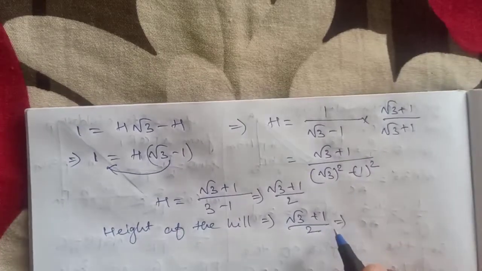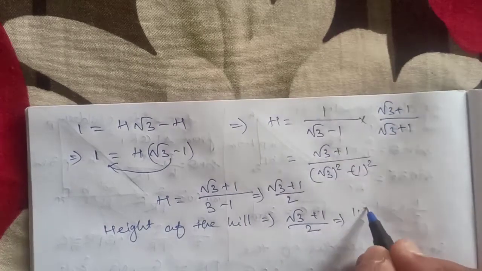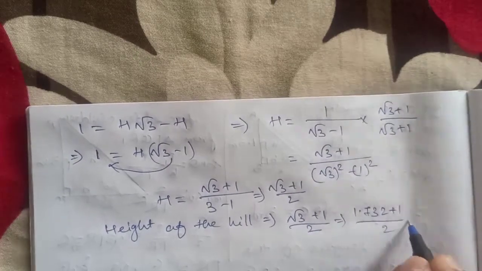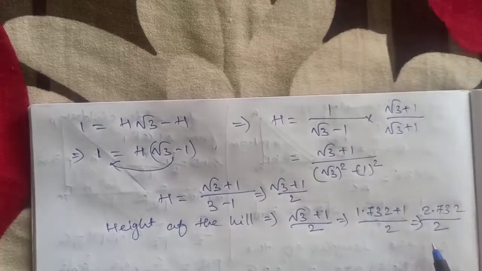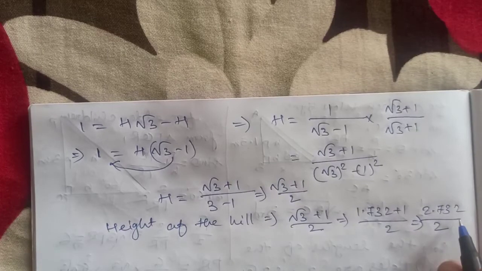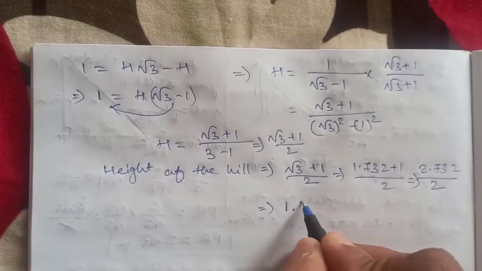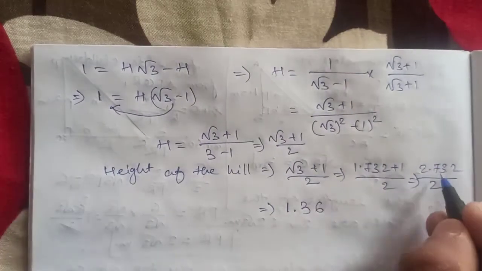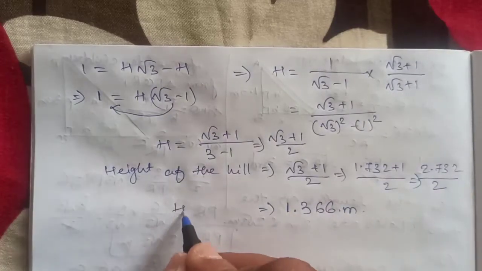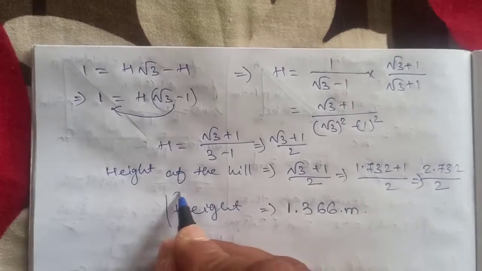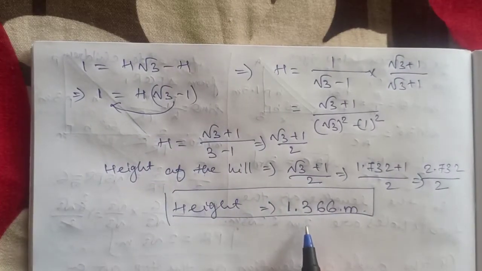Now, if you want to solve it further, you can substitute the value of root 3 here: 1.732 plus 1 by 2. Adding 1 and 1, we get 2.732 by 2. By dividing, 2 1s are 2, 2 3s are 6, 1 carry, 2 6s are 12. This much in meters in decimal: the height of the hill will be 1.366 meter in decimal value.